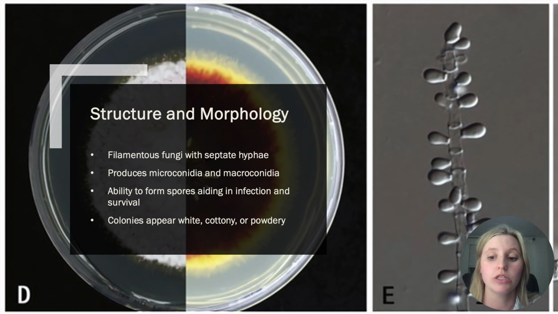In lab cultures, colonies appear white, cottony, or powdery, as you can see in this petri dish right here, which helps microbiologists identify them. Their structural features allow them to thrive on keratin-rich surfaces like skin, nails, and hair, making them effective pathogens in us, humans.